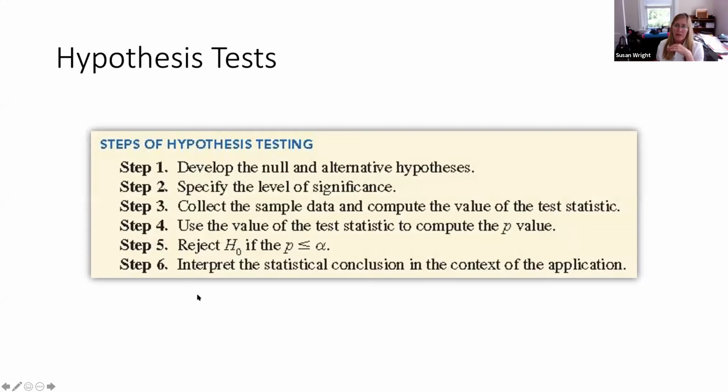All right, so these are the steps that you would use for hypothesis testing. Step 1, develop the null and alternative hypothesis. Then specify your level of significance. Remember, that's either 1 or 5%.